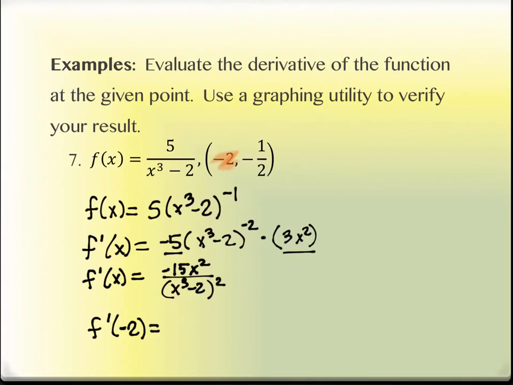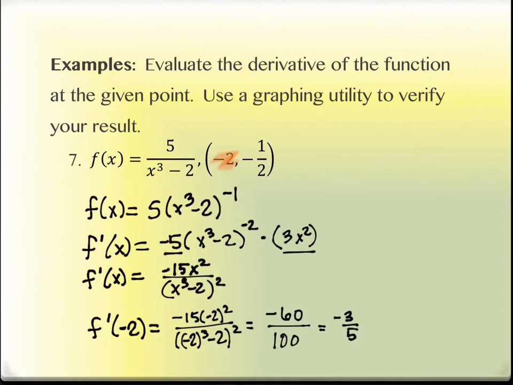All right, so I have negative 15 times negative 2 squared over negative 2 cubed minus 2 to the power of 2. So on top, let's see, that gives me 4 times 15, I think that's negative 60 on top. On the bottom, I have negative 8 minus 2, that's negative 10 squared would be 100. So I think this gives me negative 3/5. Is that right? Okay, so negative 3/5 would be my solution.